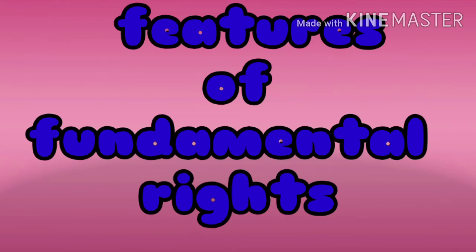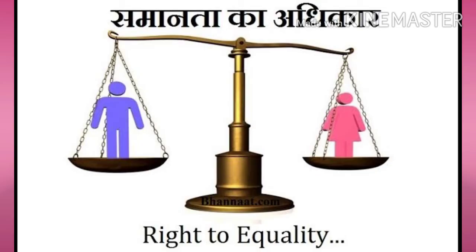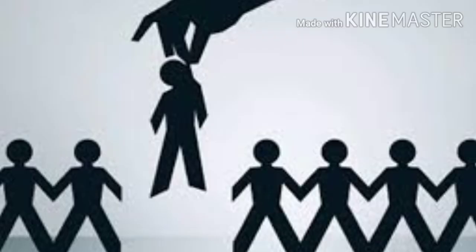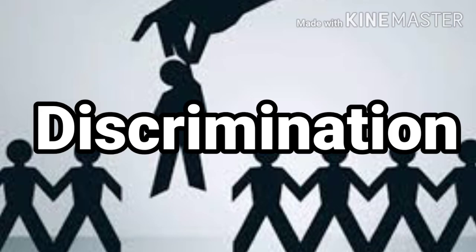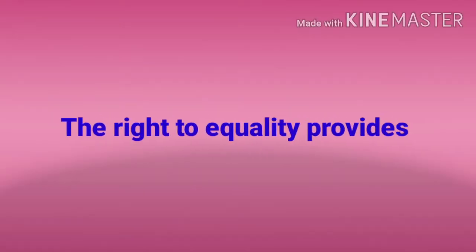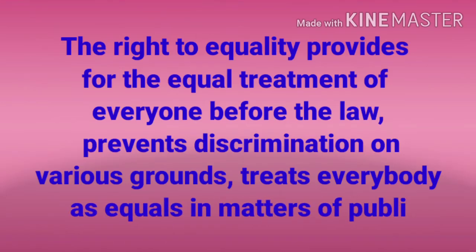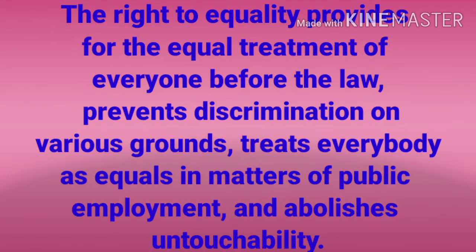Now we will see the features of these fundamental rights in a short look. So our first right is right to equality. Students, already you have studied in your 7th class the first chapter on equality, in which you have seen discrimination and exploitation. So if discrimination is in our society, how can we follow the right to equality? Students, the right to equality provides for equal treatment, means barabari ka adhikar, of everyone before the law, prevents discrimination on various grounds, treats everybody as equal in matters of public employment, and abolishes untouchability.